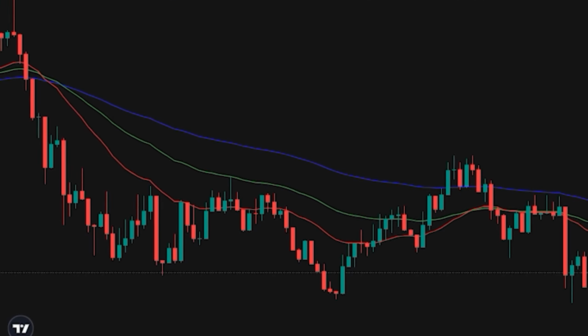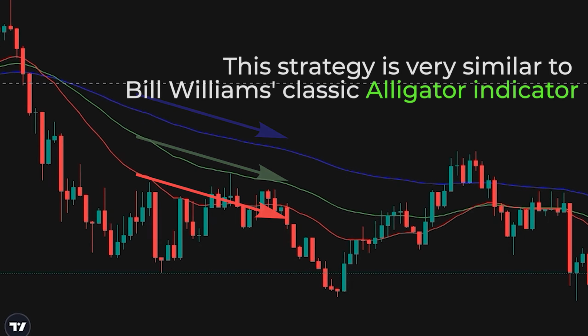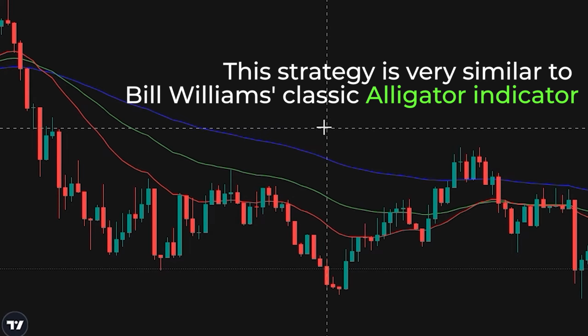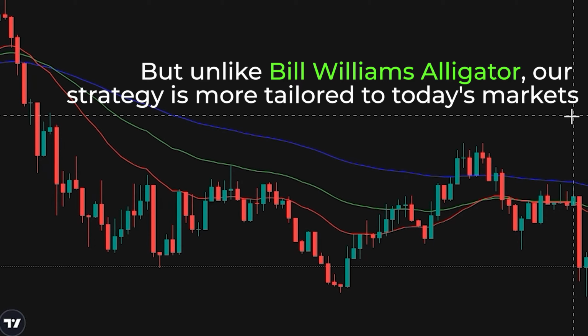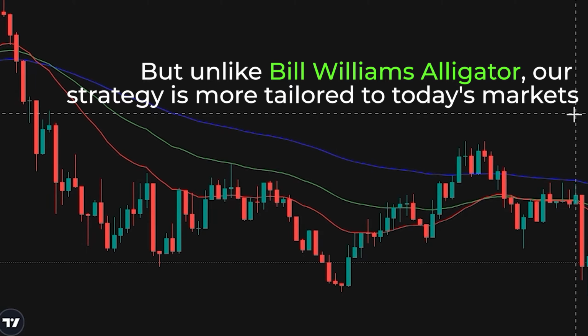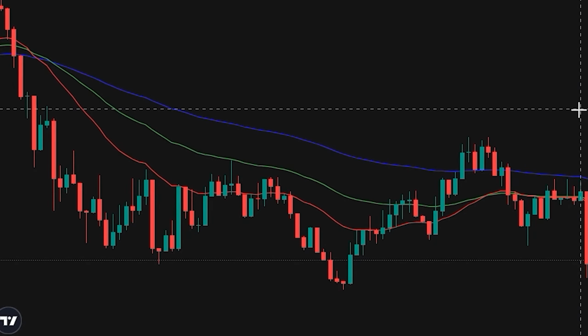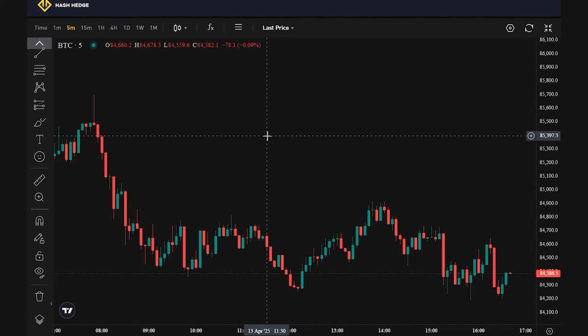In general, the strategy consists of 3 sliding bands with different periods. This strategy is very similar to Bill Williams' classic Alligator indicator. But unlike Bill Williams' Alligator, our strategy is more tailored to today's markets. Here the sliding periods have been changed, and it works out much more accurately. Let's move on to customizing the indicators.